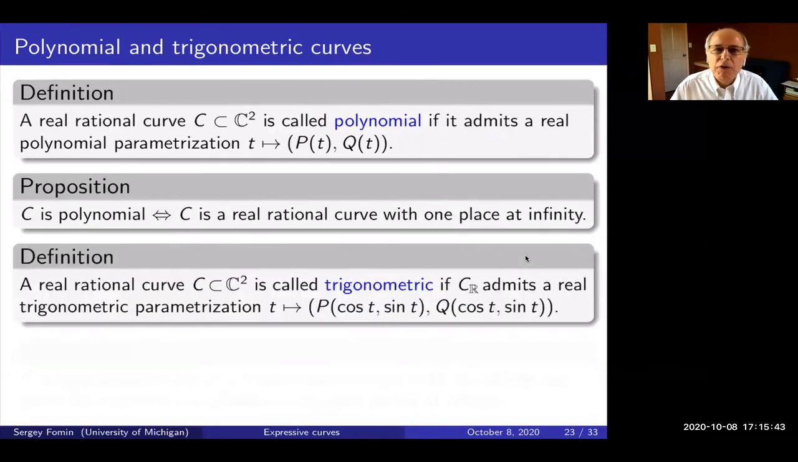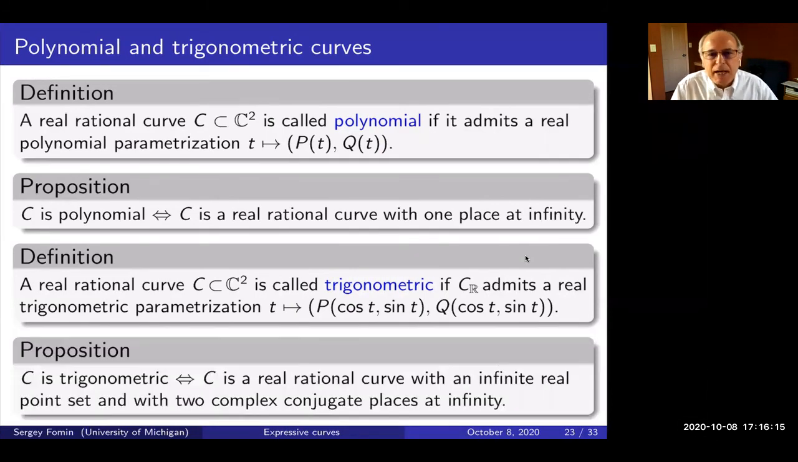And then there is a companion notion of a trigonometric curve. A trigonometric curve is a curve which has a parametrization by trigonometric polynomials. So P and Q, again, are real polynomials, but now you plug in cosine and sine in it, right? An ellipse is a prototypical example of a trigonometric curve. And of course, these are precisely the real rational curves which have 2 complex conjugate places at infinity. That's not hard to show.